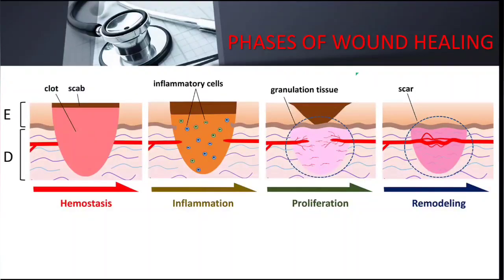Again, these are the stages or phases of wound healing: hemostasis, inflammation, proliferation, and remodeling.